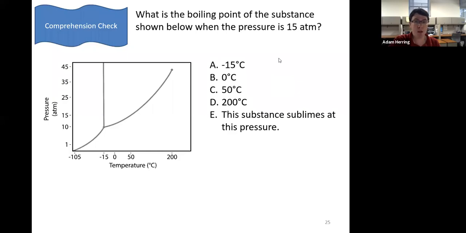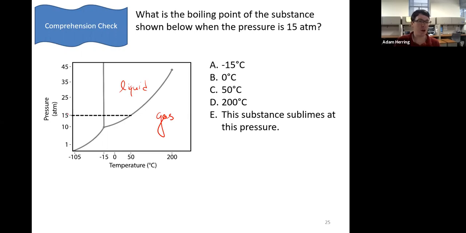Welcome back. So we want to know, what's the boiling point of the substance shown if the pressure is at 15 atmospheres? The easiest way to do this is to try and draw a line that's going to depict the pressure. When we're talking about the boiling point, we're talking about the temperature at which we convert from a liquid to a gas. The curve on the right here represents the coexistence of liquid and gas, and therefore represents the vaporization process.